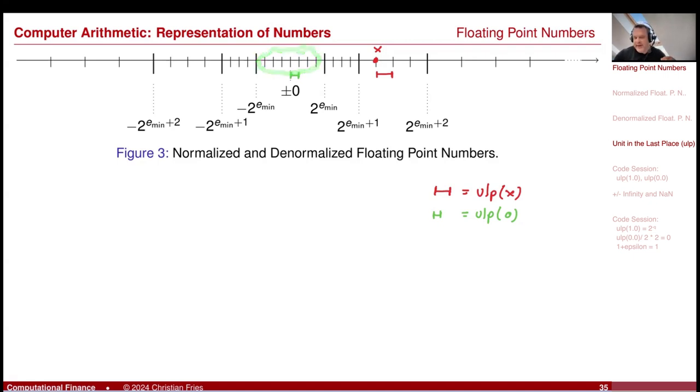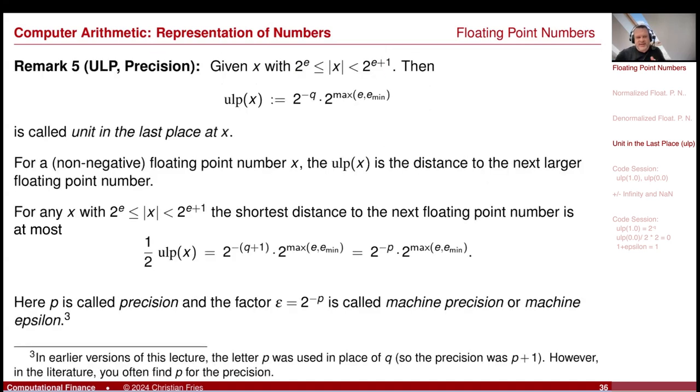Yeah, relative error. What is the relative error between 1.2 and zero? That's infinity, because if you divide by zero, that's infinity. So a relative error does not make sense here in this region. I'm interested in the absolute error. The absolute distance is the unit in the last place. So this guy has a name, the ULP.